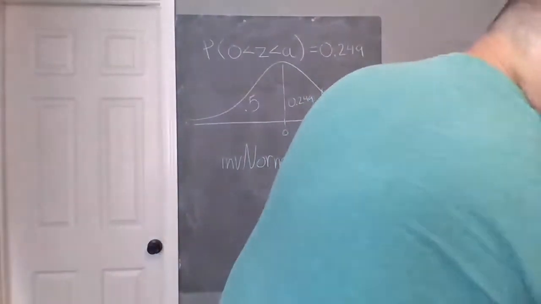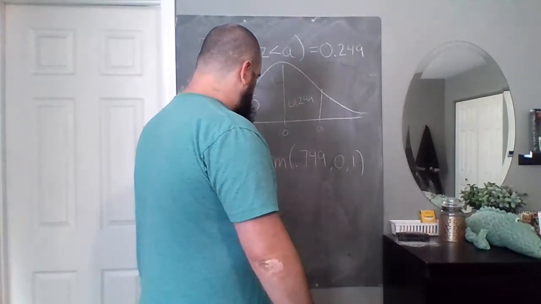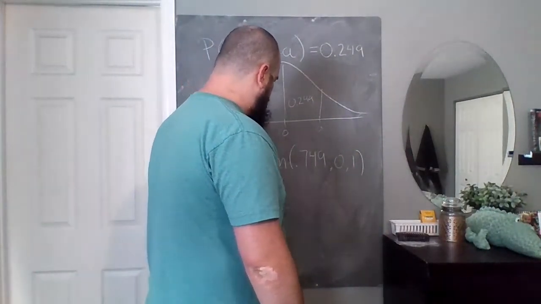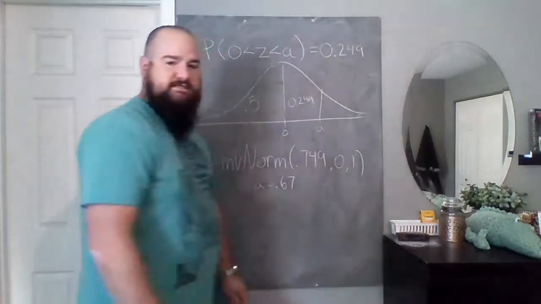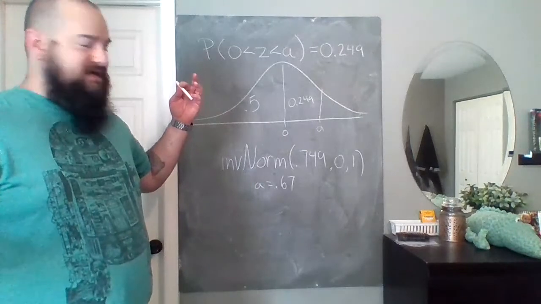Now remember, z-scores are rounded always to 2 decimal places, so we just keep this here. So a is 0.67. And there's our answer. That's it. It's that easy. We're so cruising now on this one.